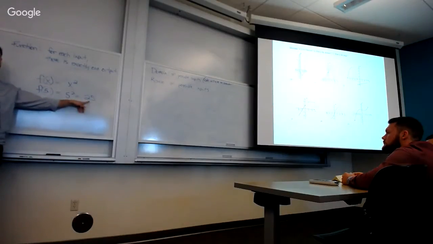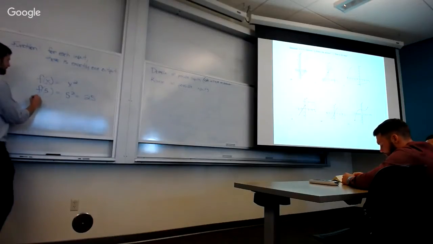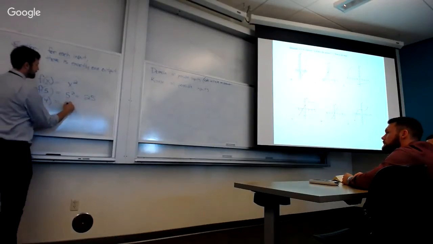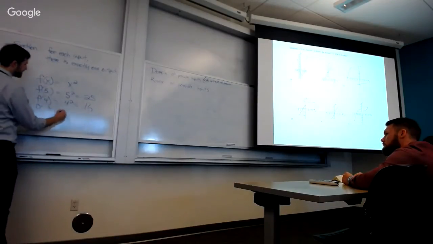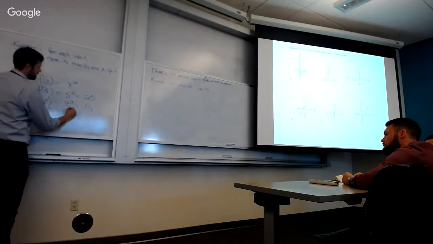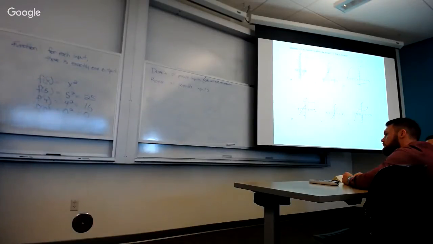Is 16 a possible output? What would I have to plug in? 4. Yeah, 4. Now, what about 0? Is 0 a possible output? What would I have to plug in? 0. Okay, so far, I can get a lot of outputs then, right? Could I get the output 6.8?